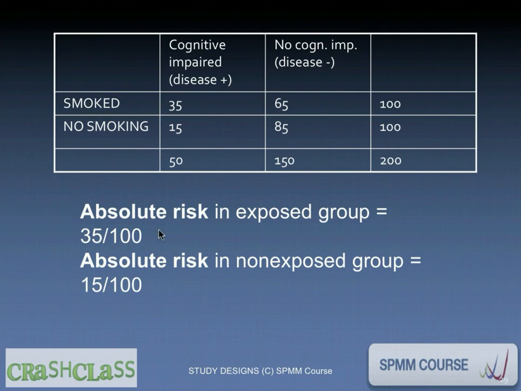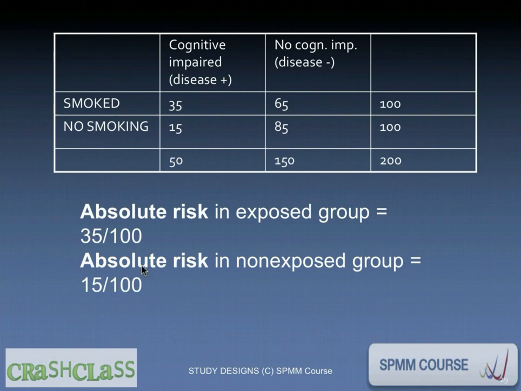So now what is the absolute risk in the exposed group? Who is the exposed group? Smokers. How many are exposed? 100. How many are becoming unwell, becoming cognitively impaired? 35. So 35 by 100 is the absolute risk in the exposed group. Same way, the absolute risk in the non-exposed group will be 15 by 100. Now you have two absolute risks, don't you?